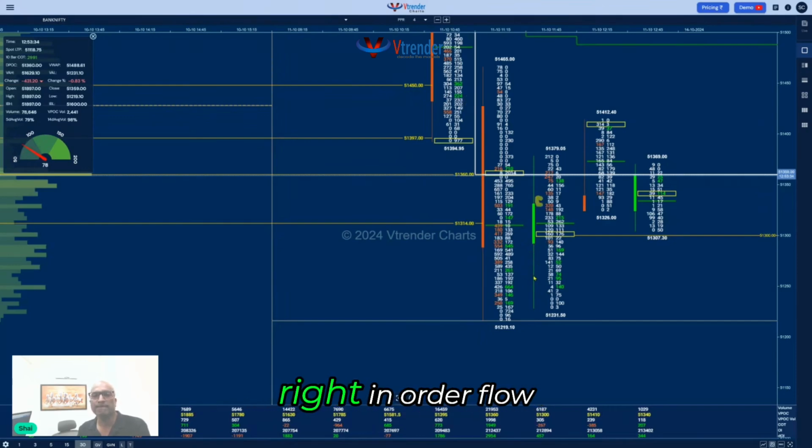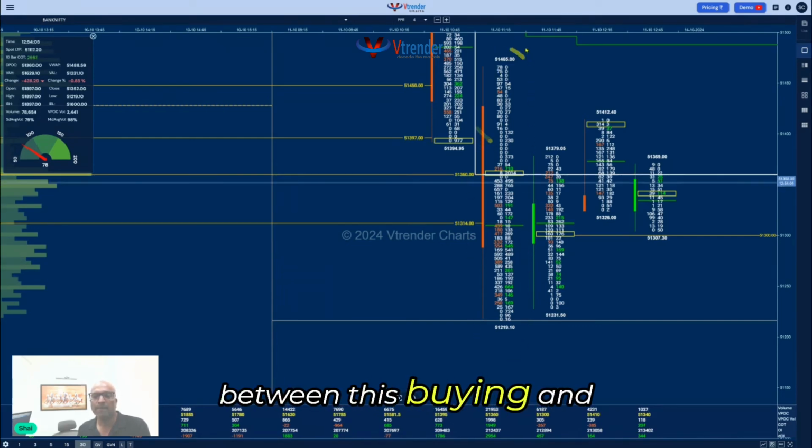In order flow, what we do is we don't pay attention to the information in the color of the candle. What we do is we try to find out what has happened between this buying and the selling.